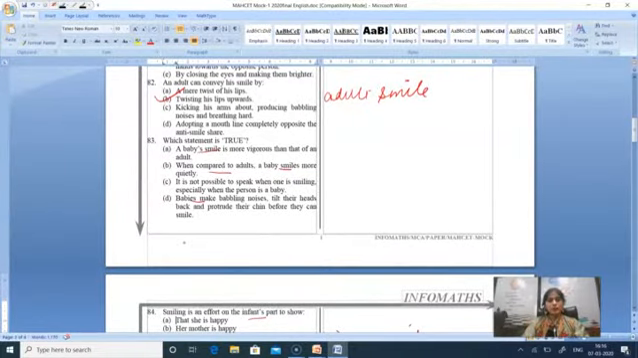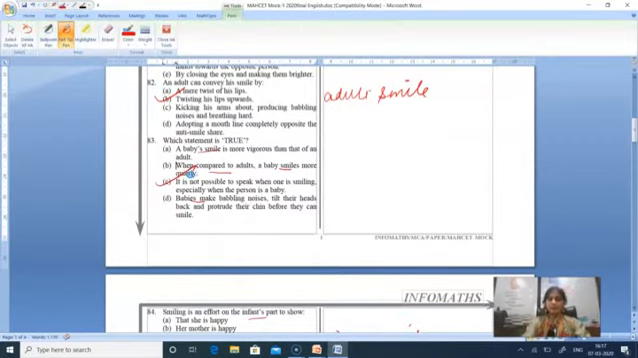Third, which statement is true? A baby's smile is more vigorous. No, we haven't found any word like vigorous in the passage, so it's wrong. When compared to adults, a baby's smile is more... Again, this was not found there. Next, it is not possible to speak when one is smiling. No, we haven't got that. The fourth one is the correct answer: the babies make babbling noises. We find this in the second passage. The answer is C, the same.